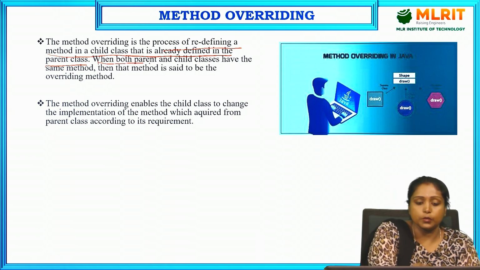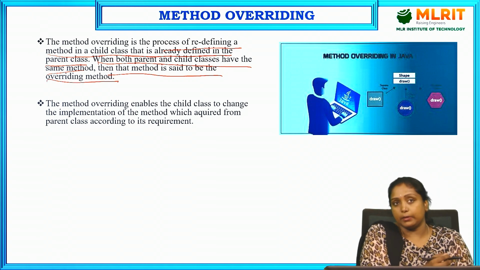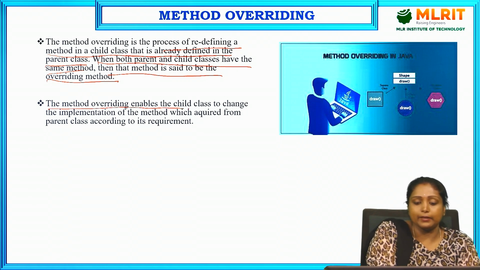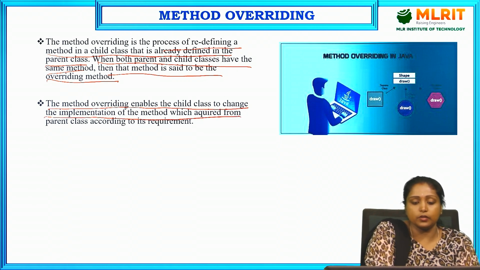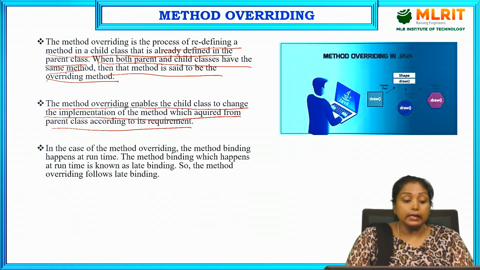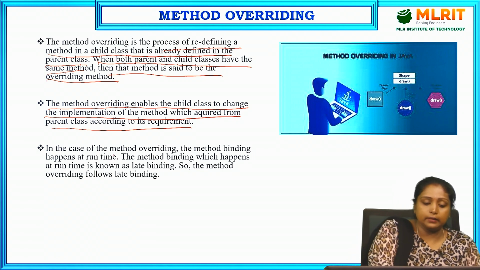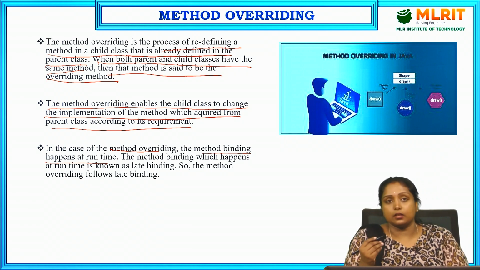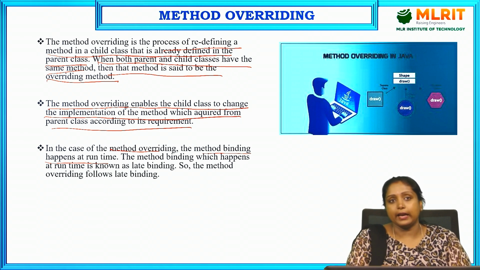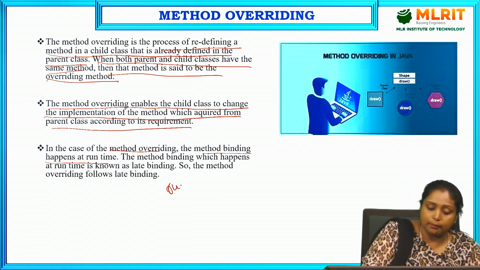When both the parent and child classes have the same method, then that method is said to be the overriding method. Method overriding enables the child class to change the implementation of the method which is acquired from the parent class according to its requirement. In method overriding, the method binding happens at runtime. When you are running a program, it decides which method to call at the time of runtime.